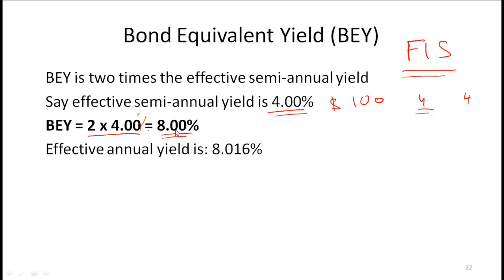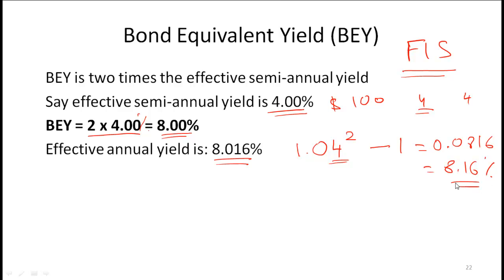Note that the bond annual yield is going to be slightly lower than the effective annual yield. How do we get the effective annual yield? Given that your 6-month yield is 4%, you can find your effective annual yield by doing 1.04, that's the 4%, squared, because we have 2 6-month periods in the year, and then minus 1. This will give you 0.0816, which is equal to 8.16%, which is the number that was given here regardless.